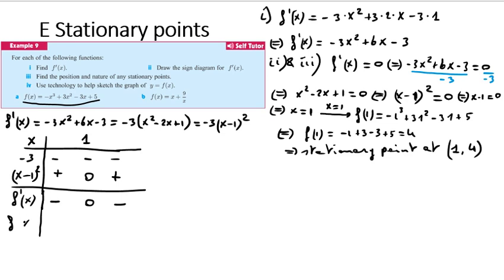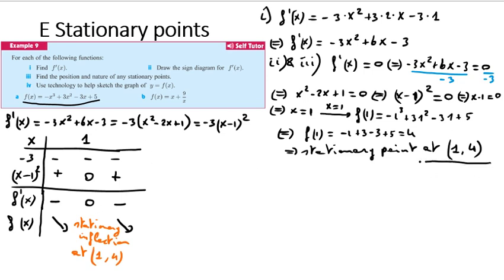So that means that the function here is decreasing, and here it's also decreasing. And we said that when the function is decreasing before the stationary point and decreasing after the stationary point, we have a stationary inflection. So here we have a stationary inflection at the point with coordinates 1, 4.